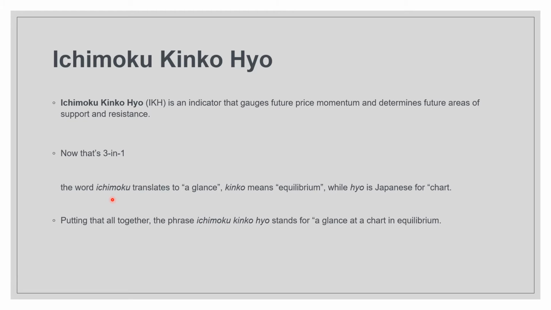So okay, what does this Ichimoku Kinko Hyo mean? The name seems a bit weird, but it is a Japanese name where Ichimoku means a glance, Kinko means equilibrium, and Hyo means a chart. So the Ichimoku Kinko Hyo system means a glance at a chart in equilibrium. Okay.